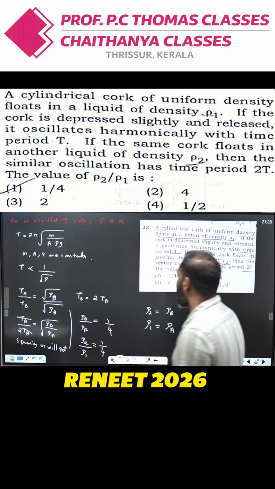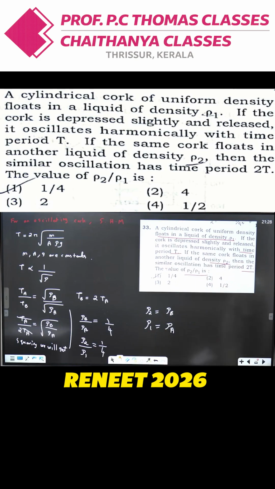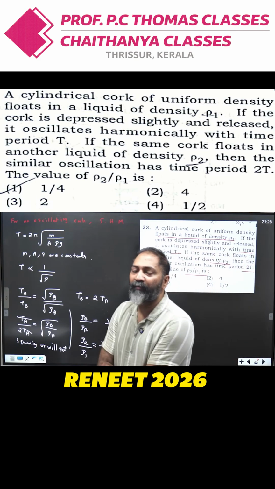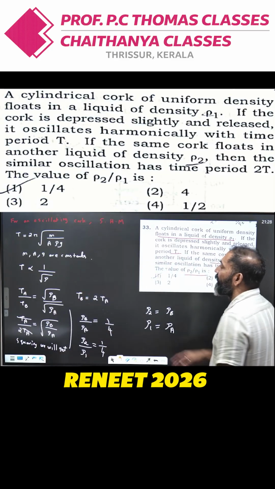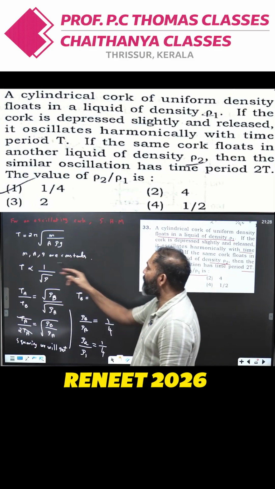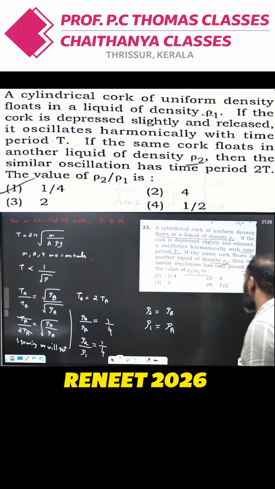No confusion there. It's very simple, based on time period, because this oscillation of cork is simple harmonic. What is the formula? T equals 2π root m by Aρg. In this formula, m, A, g are constant. So T is directly proportional to 1 by root ρ. Okay.